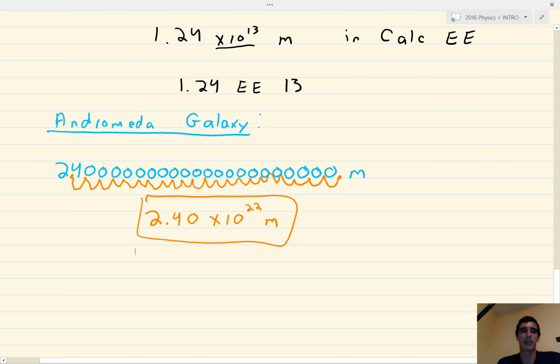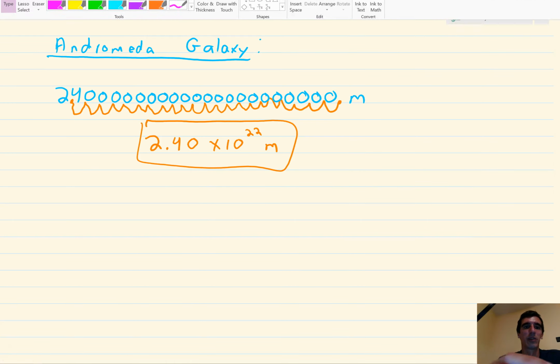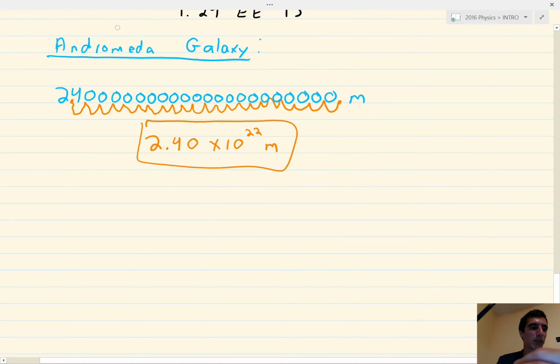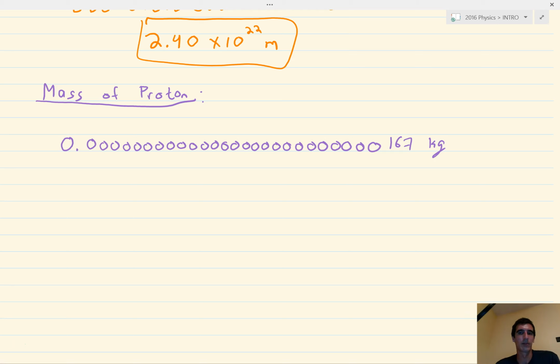All right, good. Now let's try this for a much smaller number. Let's look at the mass of a proton. And I'll write this down first, and then you can try it on your own. Okay, so the mass of the proton is 0.whole bunch of zeros, 167 kilograms. So why don't you try and figure it out on your own, and we'll compare answers.